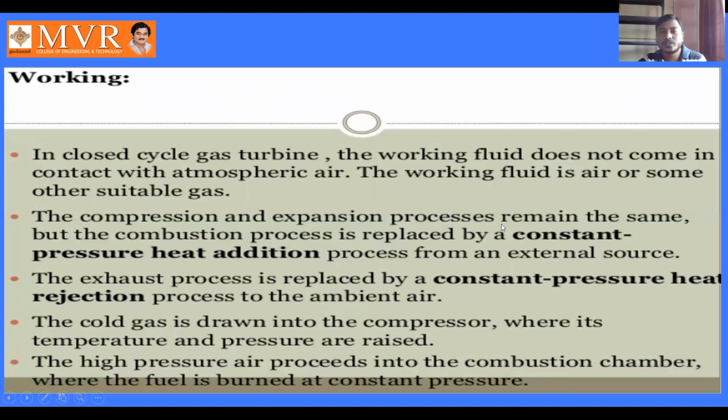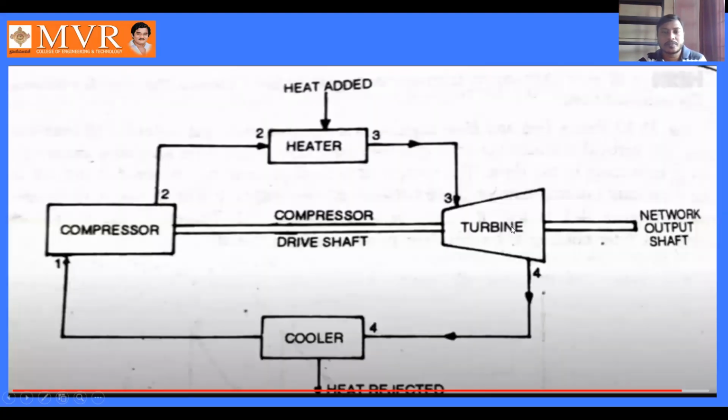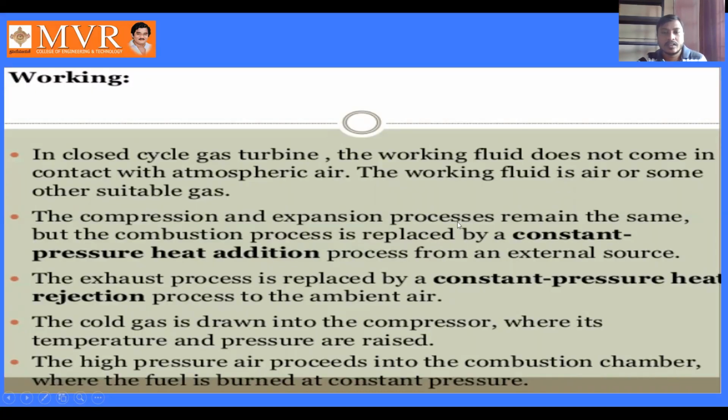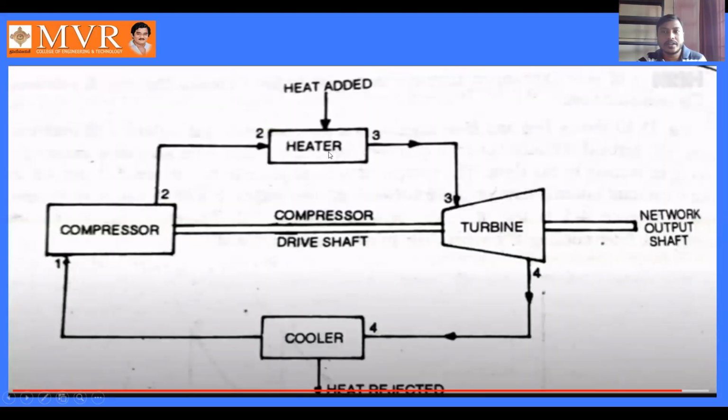The compression and expansion processes remain the same, but the combustion process is replaced by constant pressure heat addition. See what I have said in the diagram itself, the compression and expansion processes are the same as that of the open cycle gas turbine. The only difference is that we are adding heat at constant pressure. The combustion process is replaced by a constant pressure heat addition process. By maintaining the constant pressure, we are giving some heat addition in the combustion chamber for completing the combustion process.